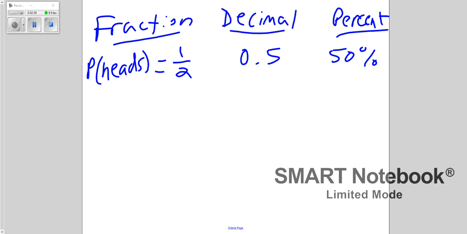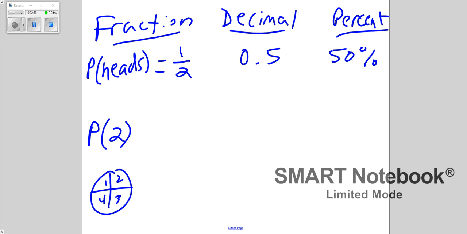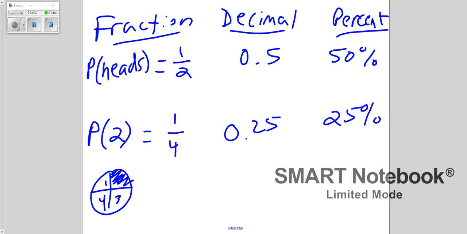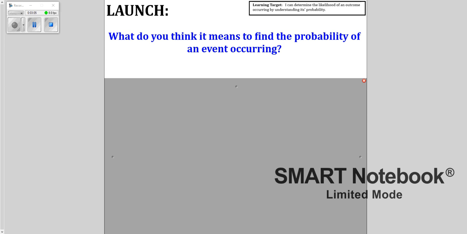If you have a spinner that has 4 equal segments, the probability of landing on the number 2 in that spinner, so a spinner I'm talking about that maybe looks like this, the probability of landing a 2 would be 1 out of 4. There's 4 sections, and only one of them is the number 2. As a decimal, that'd be 0.25, and as a percent, that would be 25%. We'll talk about that more in a bit.